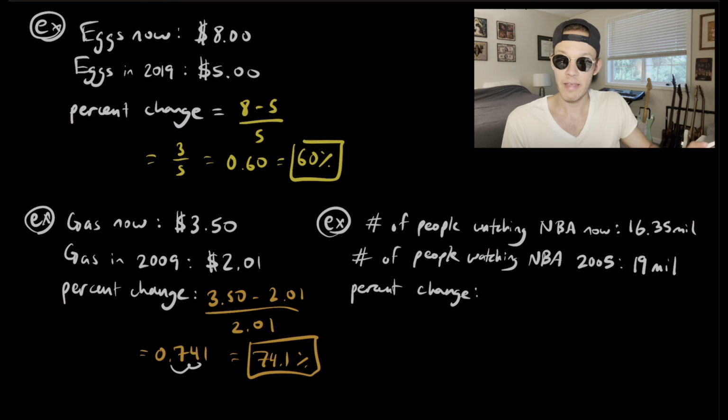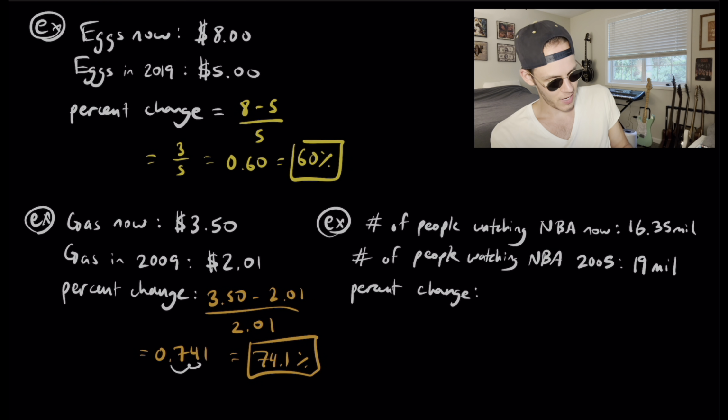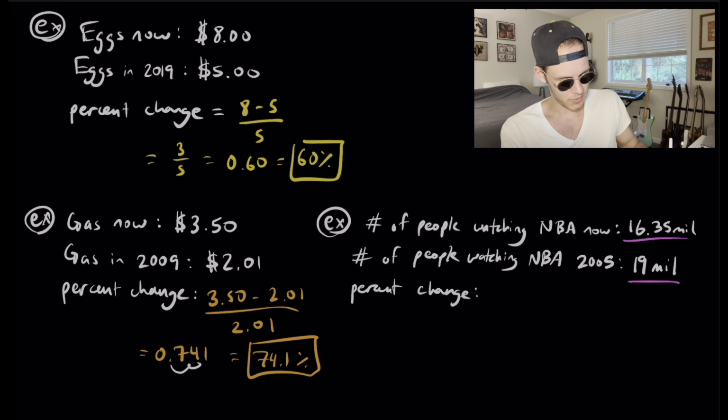talking about NBA Finals viewership. And this is for Game 7, just for reference. So Game 7 just happened not too long ago between Pacers and OKC, and for Game 7, 16.35 million people tuned in to watch it. But back in 2005, when it was, I think, the Spurs and Pistons, there were 19 million people that watched Game 7. So what's the percent change?